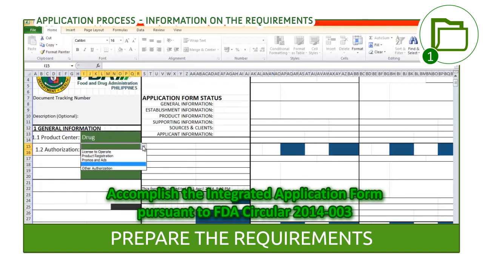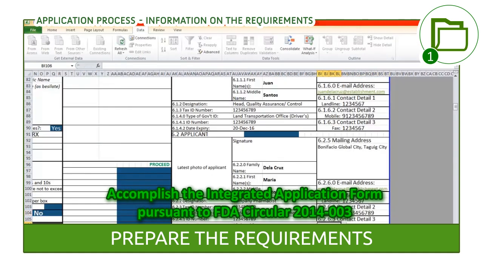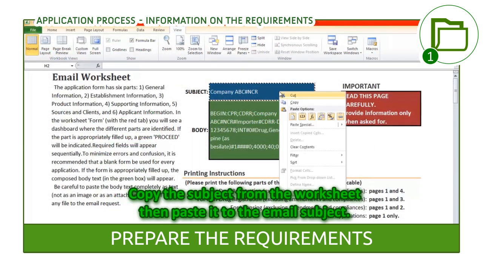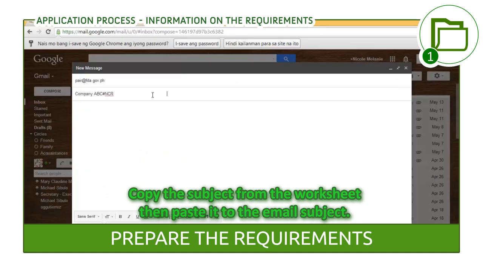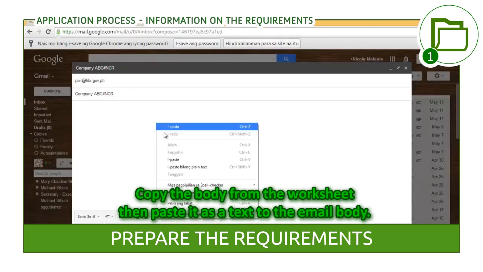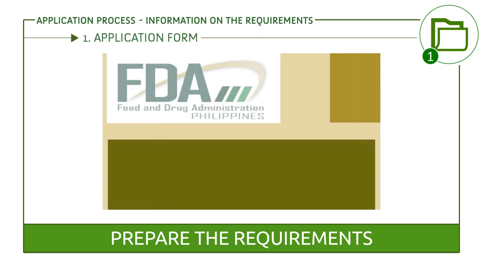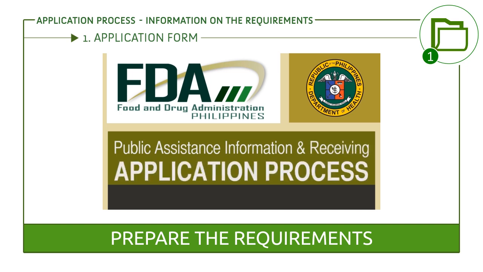Accomplish the integrated application form pursuant to FDA Circular 2014-003. Copy the subject from the worksheet, then paste it to the email subject. Copy the body from the worksheet, then paste it as text to the email body. You may watch the full tutorial, which is available on the FDA YouTube channel.